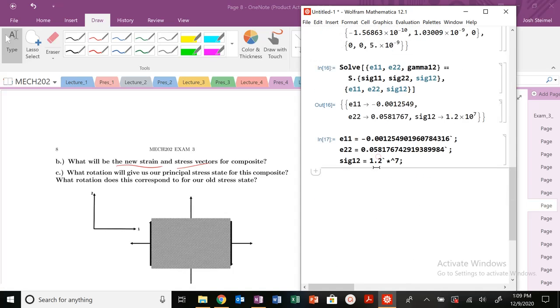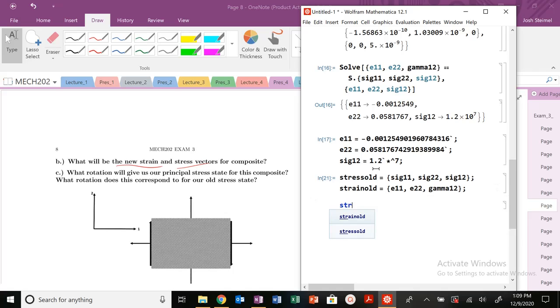I can do it in multiple ways. So now I'm going to say stress old, which is going to be my sig11, sig22, sig12. And I'm going to also define my strain old, which is going to be E11, E22, E12, actually gamma 12. So there's several ways that I could solve for this problem. So let's do it first, for example, I can just simply do this. So stress new equals T dot stress old.